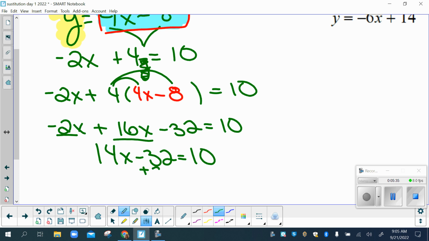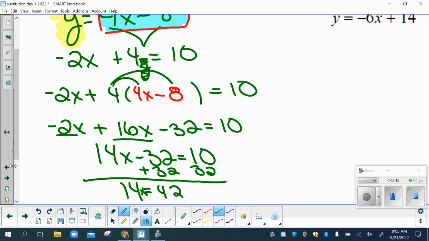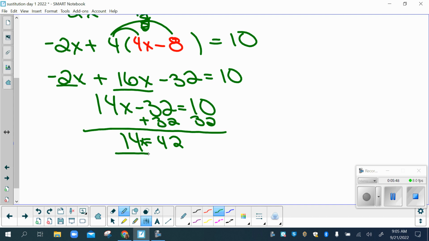We're going to add 32 to both sides. So 14x, oops, forgot my x there, equals 42. And if someone wants to grab their calculator and divide both sides by 14, x equals, it goes in there nicely, doesn't it? Is it 3? Awesome. Okay, now we're not quite done yet. I know, but it's easy.